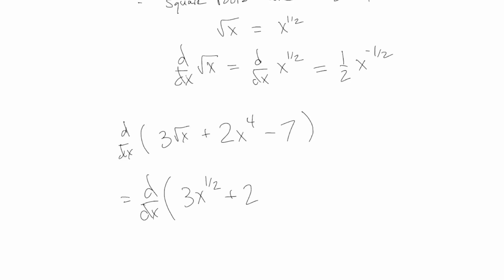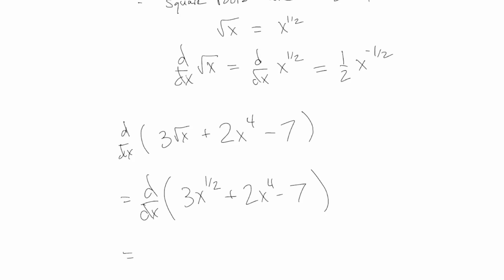3x to the 1/2 plus 2x to the 4 minus 7. So I didn't do the derivative yet, which is why I still wrote dx there. All I did in that step was change the square root to a 1/2 power. Otherwise, I didn't do anything. I did not do the derivative. Now I'm going to actually do the derivative, and you do the power thing.